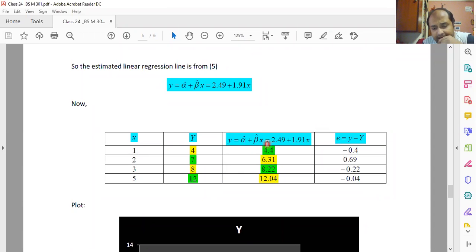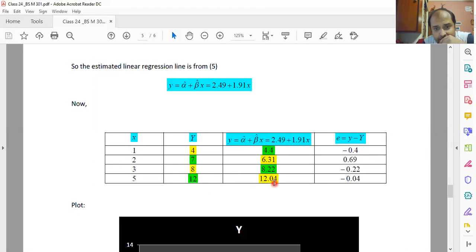And if you look very carefully, I have highlighted them. There is a minor difference between the two values, observed values and the theoretical values. Here the observed value is 4, here the theoretical value is 4.4. Observed value is 7, theoretical value is 6.31. Observed value is 8, theoretical value is 8.22. Observed value is 12, theoretical value is 12.04.